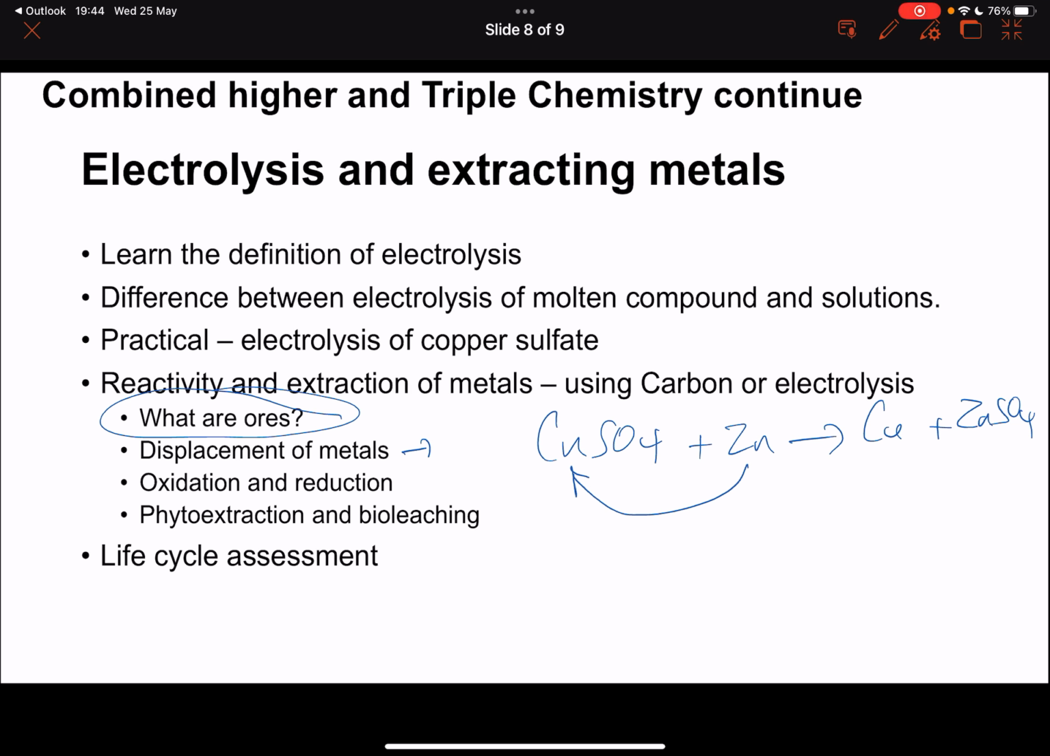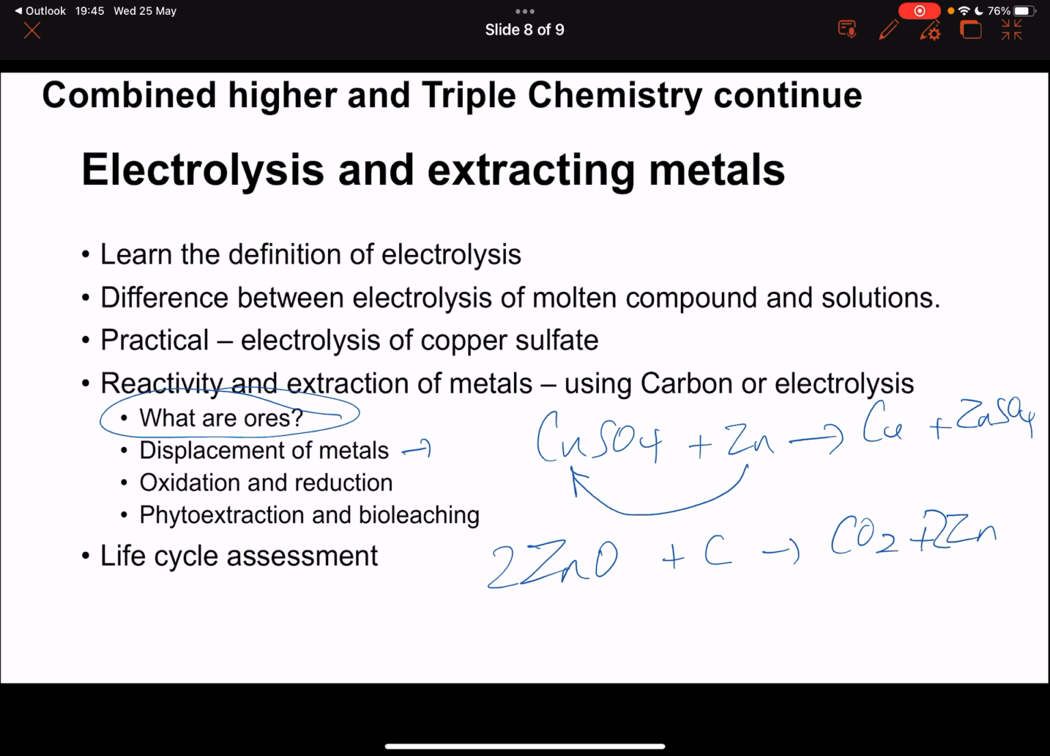Another definition of oxidation and reduction is gain of oxygen and loss of oxygen: gain of oxygen is oxidation, loss of oxygen is reduction. A good example of this is zinc oxide, because metal ores are oxides, which reacts with carbon to form carbon dioxide and zinc. Zinc has been reduced. Balance the equation by carbon, because it's lower down in the reactivity series.